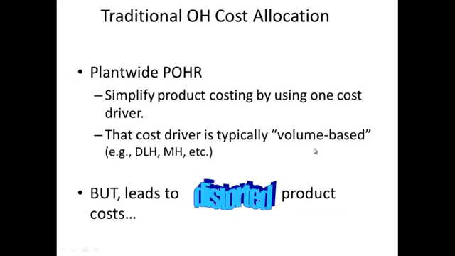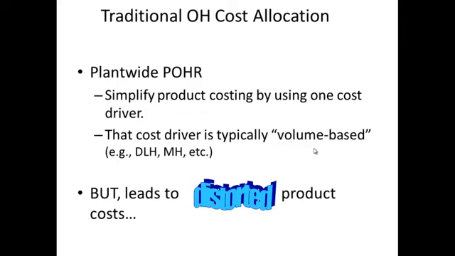So this was an example of a single-stage cost allocation system. I may sometimes call it a plant-wide POHR, a plant-wide predetermined overhead rate. It's a very simple way of allocating costs. And when companies use this type of cost allocation system, the cost driver that they use is typically volume-based. It's typically something like I've been describing to you: direct labor hours, machine hours, direct labor cost. Those are very common allocation methods. And this type of allocation, as I mentioned earlier, is very commonly done in practice.